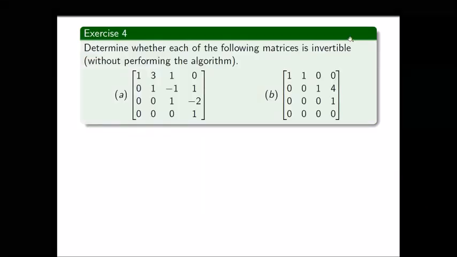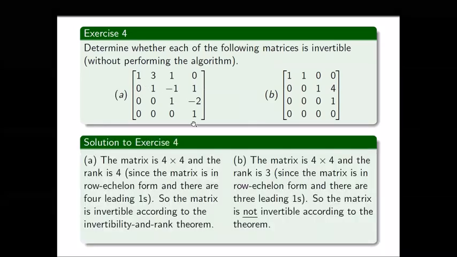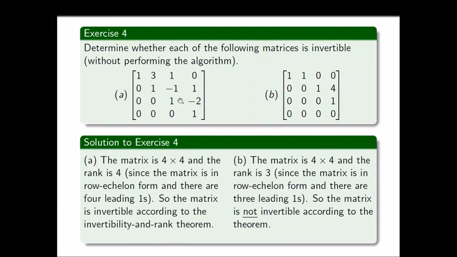Now, with this connection between invertibility and rank in mind, let's determine whether the following matrices are invertible without actually computing the inverse. So the first matrix is a 4 by 4 matrix, and it's already in row echelon form because every row has a leading one. And since it's a 4 by 4 matrix, that gives us that rank is 4. And from the connection that we made between invertibility and rank, we know that this first matrix is invertible because it's a 4 by 4 matrix, and the rank is 4 as well.